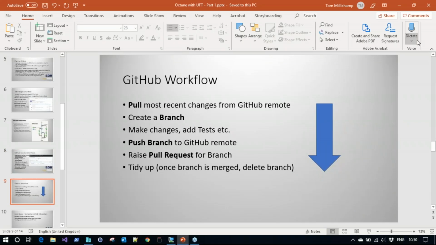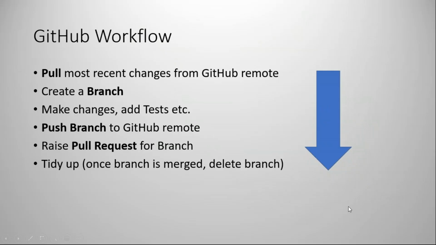Okay, I'll come back to the collaboration tools in just a second, and we'll talk about some of those. It may look a bit complicated to begin with, but once it's set up, it's pretty straightforward. So the GitHub workflow is this: I come in the morning, going to be working on my UFT test automation project. What I would first of all do is pull the most recent changes from the GitHub remote repository. Then create a branch if I'm working in a big team. If there's only a couple of you, you could just work directly on the master.